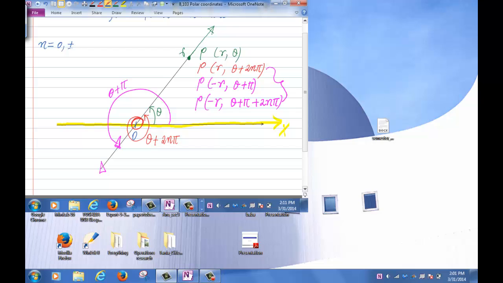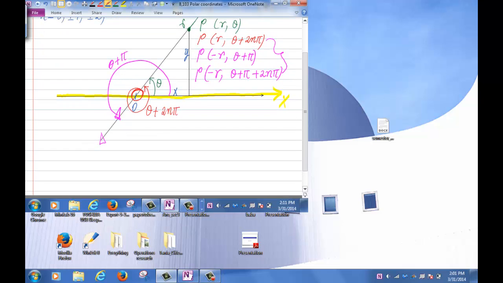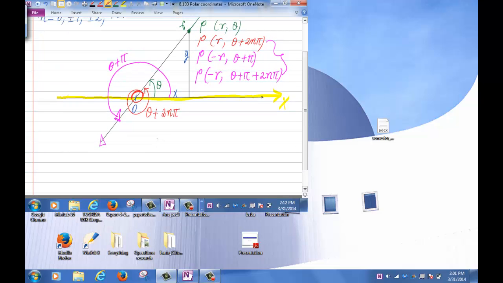Next, how did I show you the relationship between rectangular coordinates and polar? We made a vertical line from the point P to the x-axis. Let's call this side x and this side y. Then, can someone tell me what r squared is? By the Pythagorean theorem, this would be x squared plus y squared.